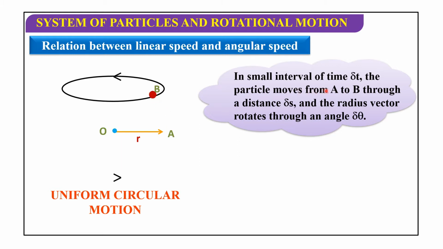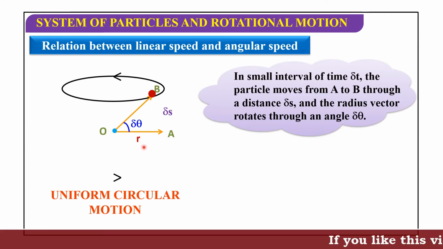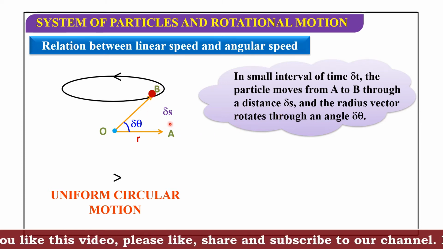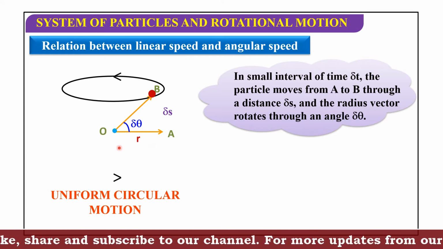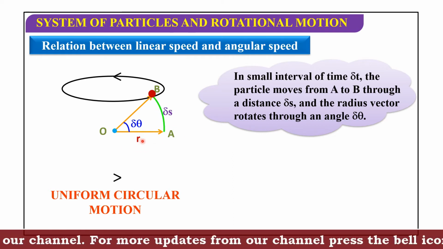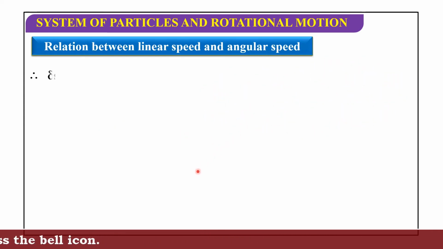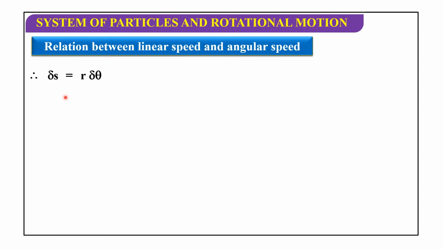In a small interval of time delta t, the particle moves from A to B through a distance delta s and the radius vector rotates through an angle delta theta. First, the particle is at A at a distance of r and it is moving from A to B, distance delta s, and the radius vector rotates an angle delta theta. Therefore, delta s is equal to r delta theta.